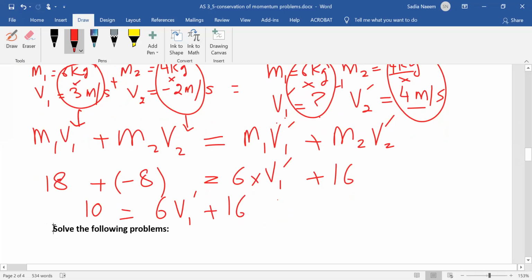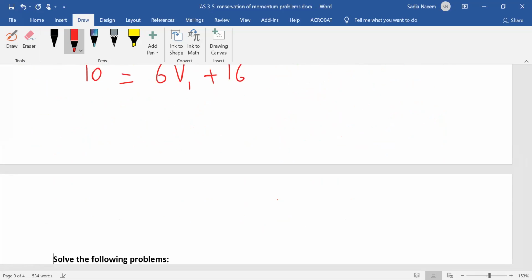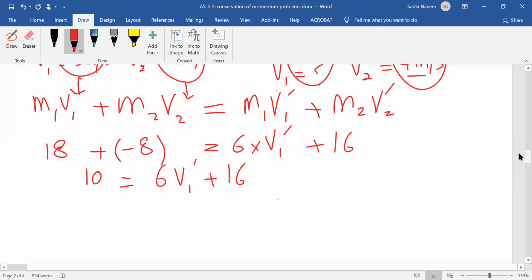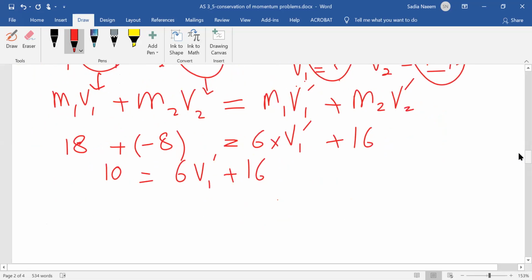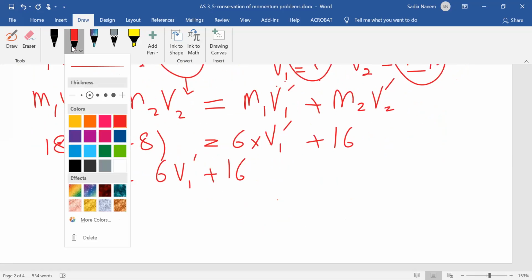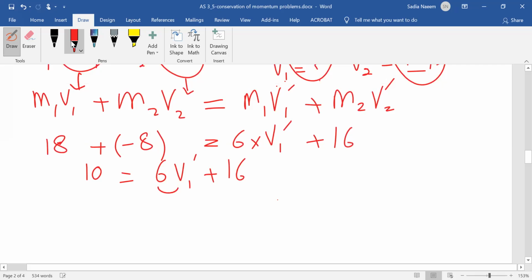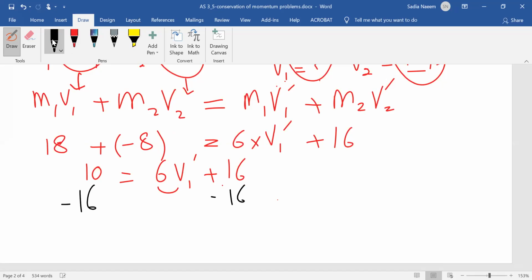In the next step, what do we do? Which algebraic step do we do next? So 6 times V1, they are together, right? So we want to first get rid of the 16. These are together, so let's subtract 16 from both sides. Now we've got, and I'll do the rest on this side, and I'm going to flip the equation to write it as 6V1 prime equals 10 minus 16, which is -6.